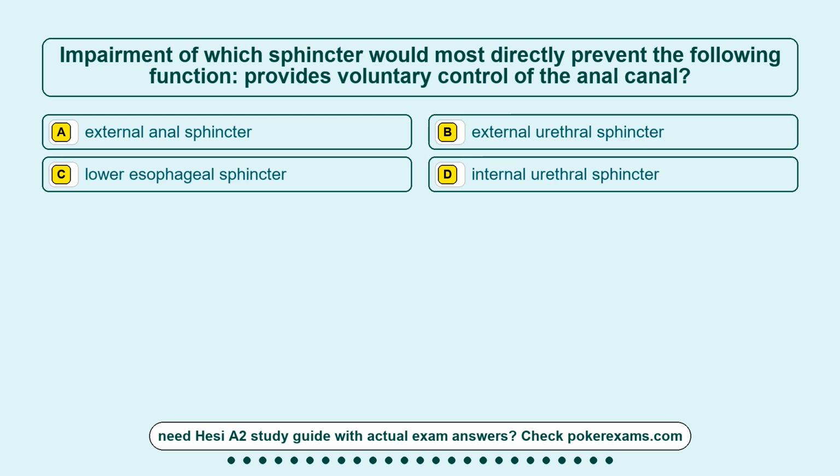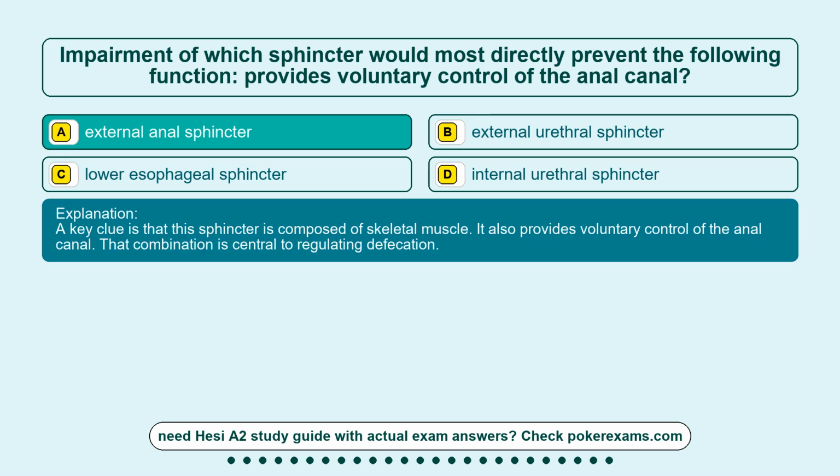Question 25. Impairment of which sphincter would most directly prevent the following function? Provides voluntary control of the anal canal. Option A, external anal sphincter. Option B, external urethral sphincter. Option C, lower esophageal sphincter. Option D, internal urethral sphincter. The correct answer is option A, external anal sphincter.